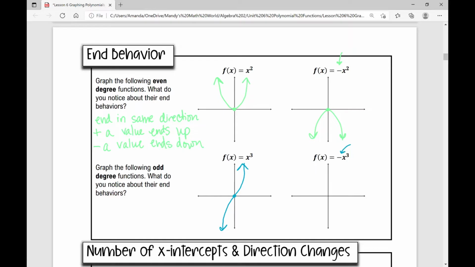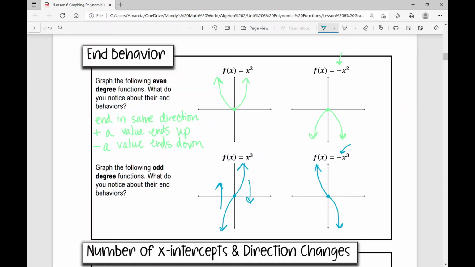If you have this negative out in front, f of x equals negative x cubed, it's going to look like this. And it's going to start opposite, right? We know that this negative out front is opposite y. So it's like this flips down here and this flips up there. That's basically what happens. Okay, so it looks like that.